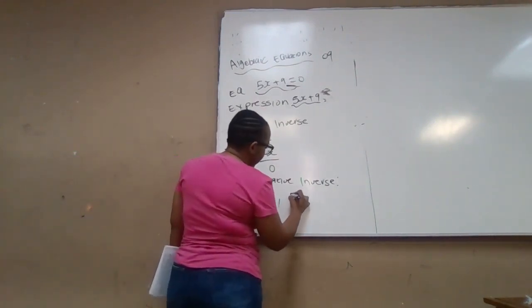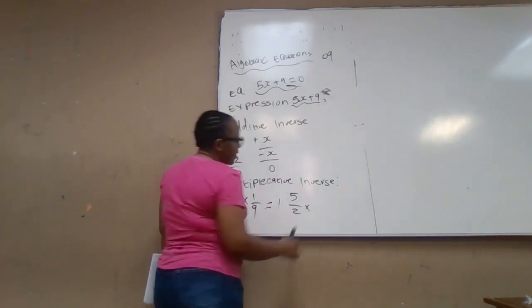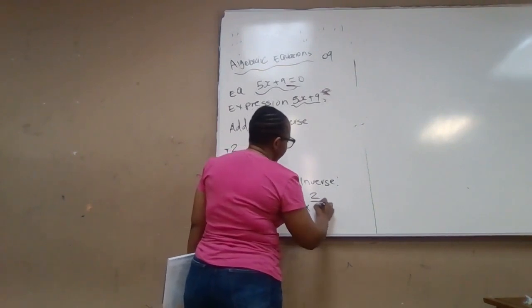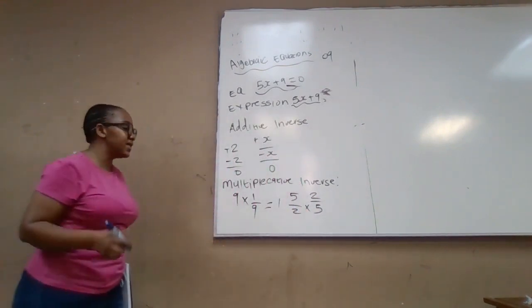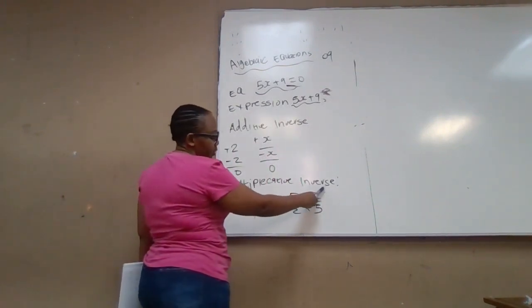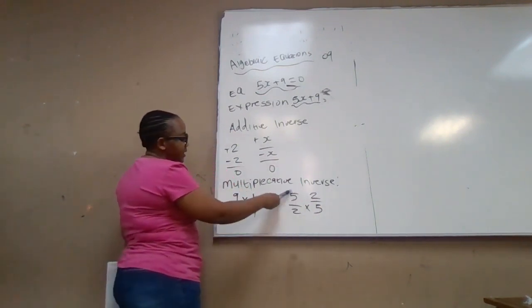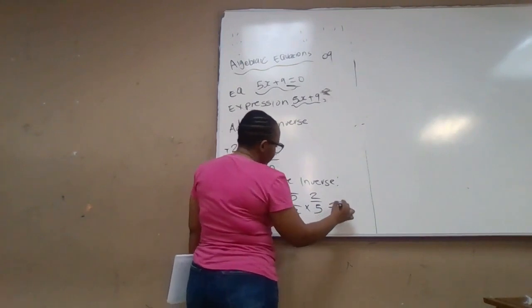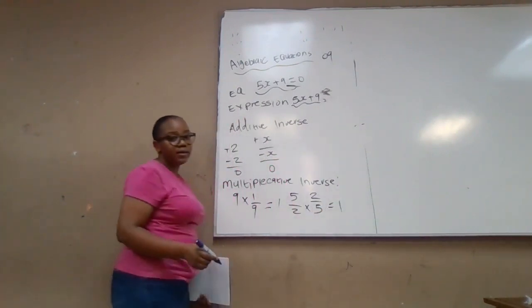So we go again. Another example, 5 over 2. The multiplicative inverse of 5 over 2 will be 2 over 5. The easiest way to see it is that the numerator becomes the denominator, and the denominator becomes the numerator. So if you multiply 5 over 2 by 2 over 5, you will get 1.